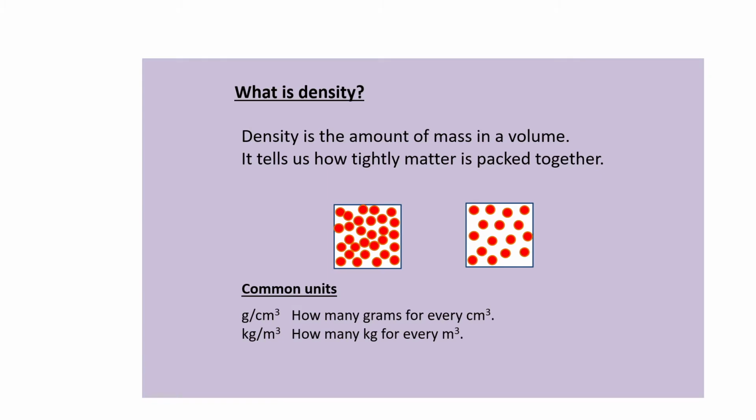What I want you to make sure that you've done is taken down the definition of density. Density is the amount of mass in a volume. It tells us how tightly matter is packed together. You've then got common units that you will see when we're talking about density. So you could have grams per centimeter cubed, or kilograms per meter cubed.